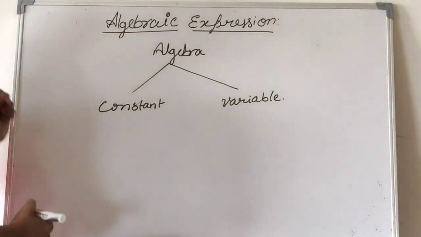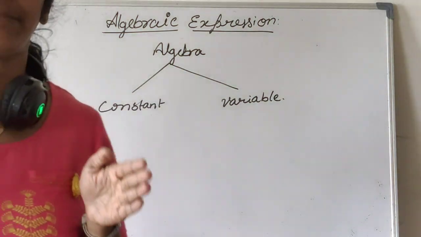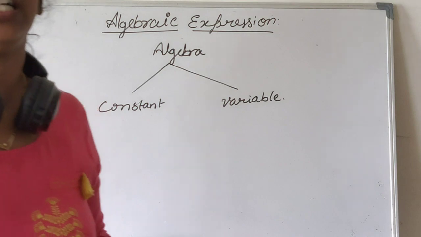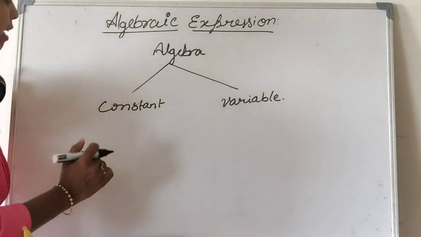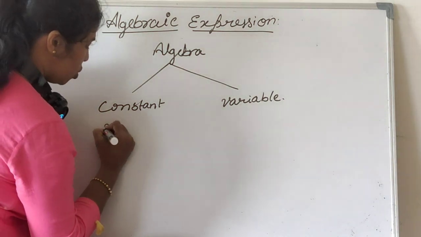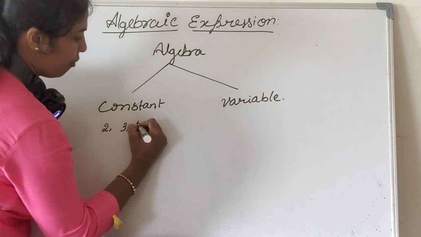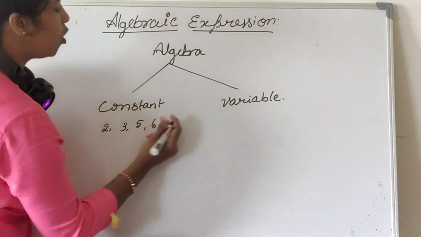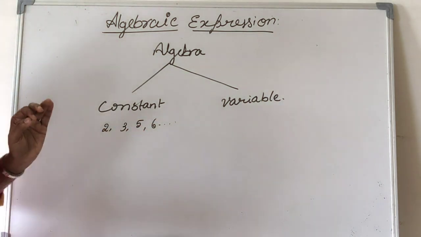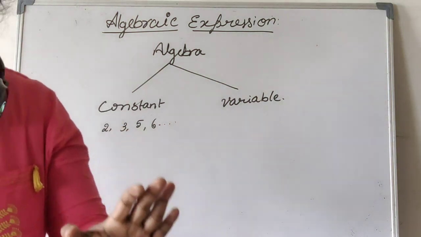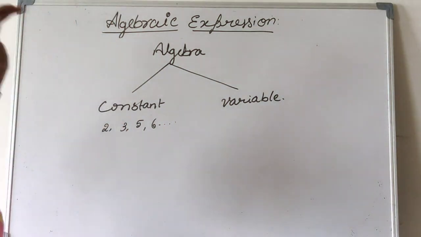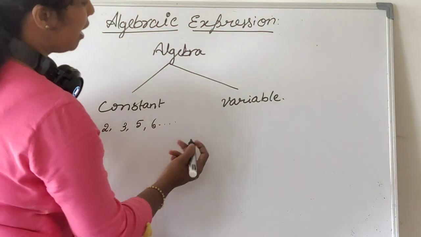So under constant what comes? Under constant, numbers come. The value will not get changed at any cost or any reason. Which are there? 2, 3, 5, 6. These are all the constant values. At any cost or any reason the value will not get changed. Remains same. So what is a variable?